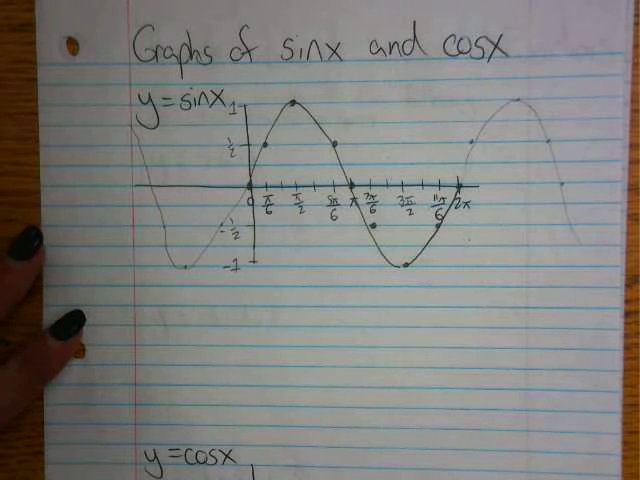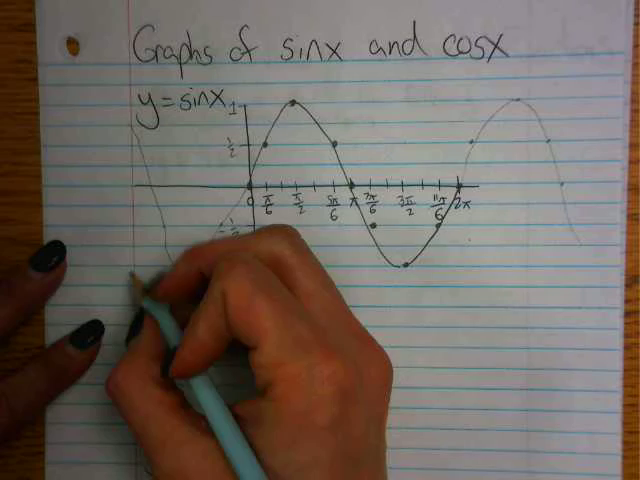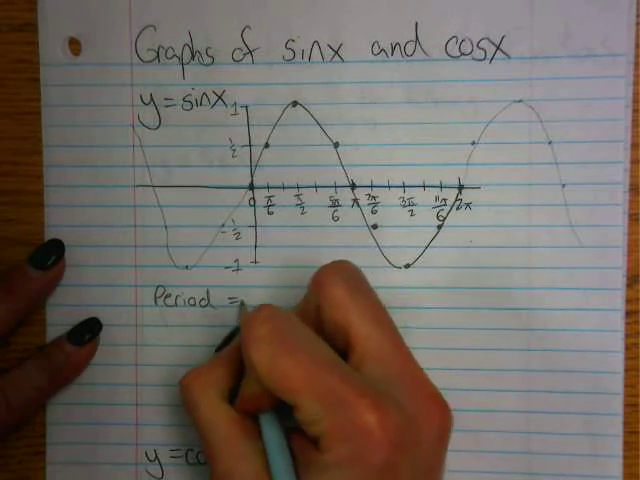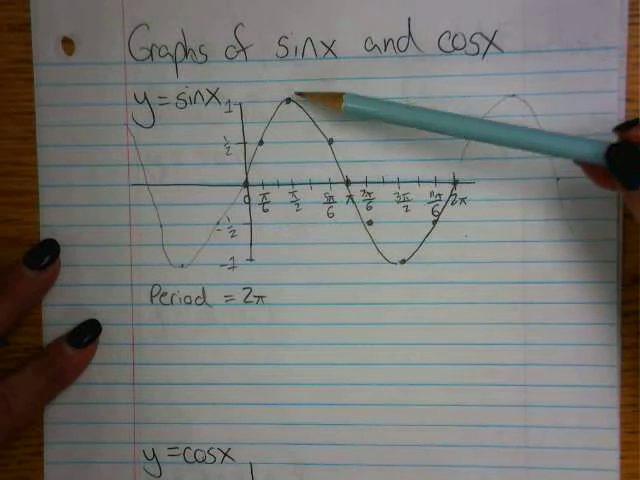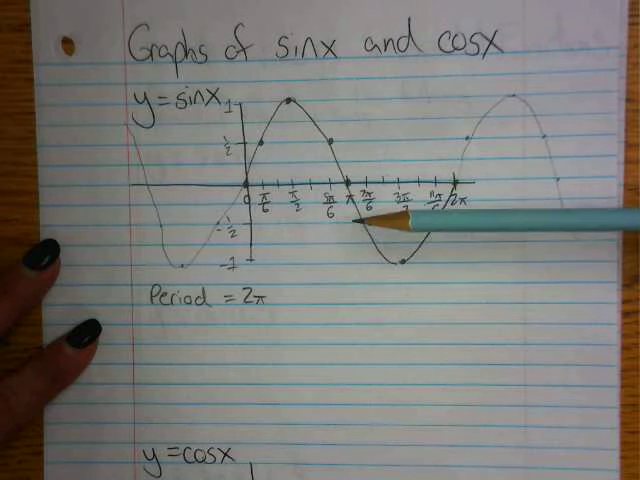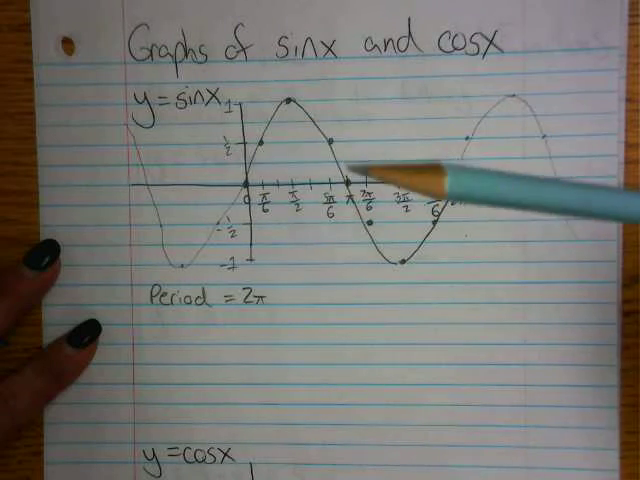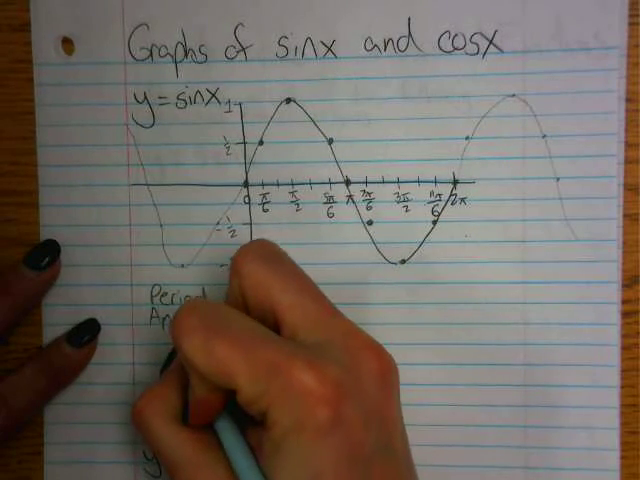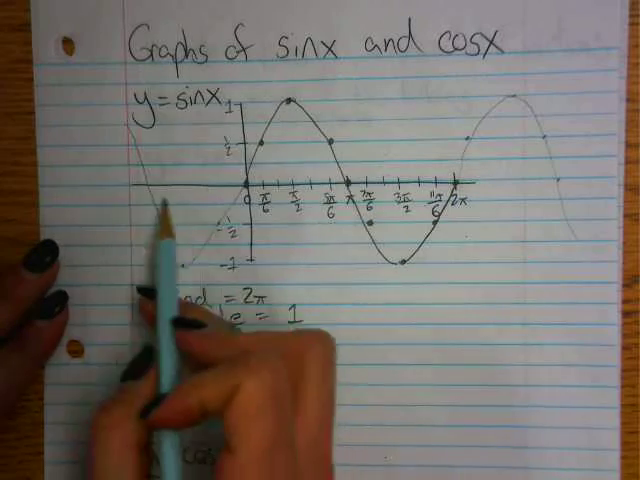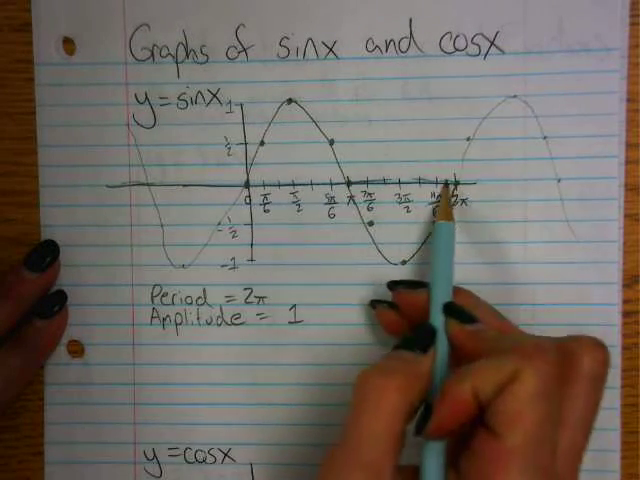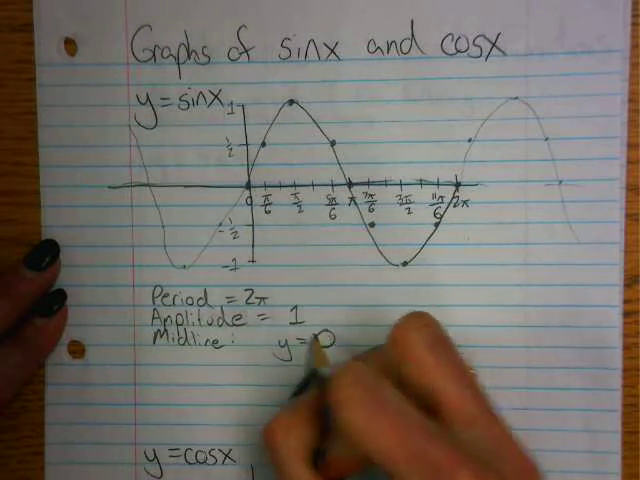So our period is the amount for one cycle of our wave. In this case, our period would be 2 pi. Our amplitude is the distance from our midline to our maximum, or our midline to our minimum, or half the height of the wave. Because my midline is here and I'm going up, my maximum is at 1, my amplitude would be 1. And my midline, like I already mentioned, is this imaginary line that would cut my wave in half. So right now my midline is at y equals 0.